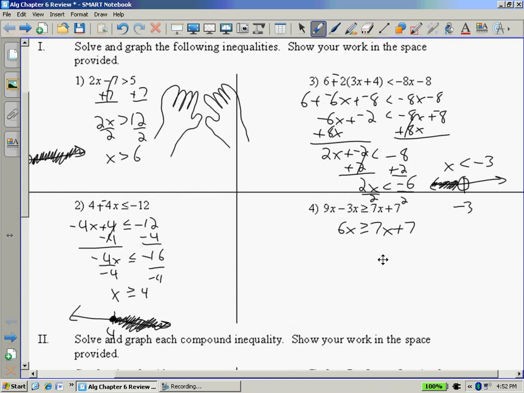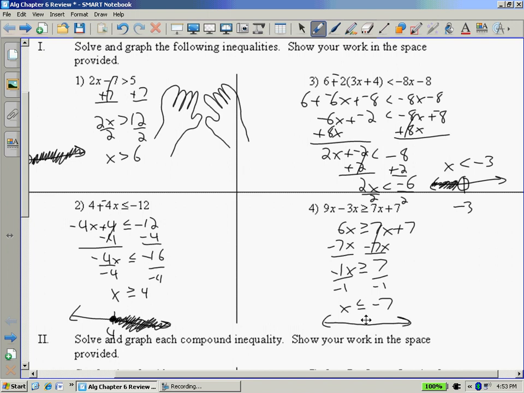Then get all your variables onto the same side. So let's subtract 7x from both sides to get it on the same side. This is negative 1x is greater than or equal to 7. First addition or subtraction, which we don't have. Then multiply, divide, which we do. Divide by negative 1. Whoa, what happens? We're going to have to switch the inequality symbol.